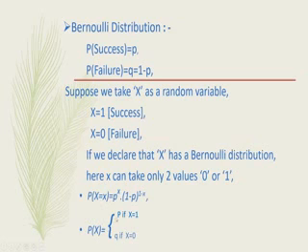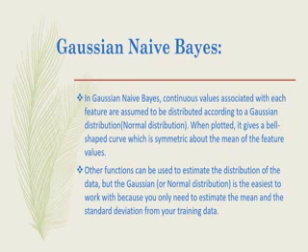Today my topic is the advantages, disadvantages and applications of the naive Bayes model. First we see the naive Bayes theorem. It is a classification technique with an assumption of independence among predictors. In simple terms, a naive Bayes classifier assumes that the presence of a particular feature in a class is unrelated to the presence of any other feature. Next slide.